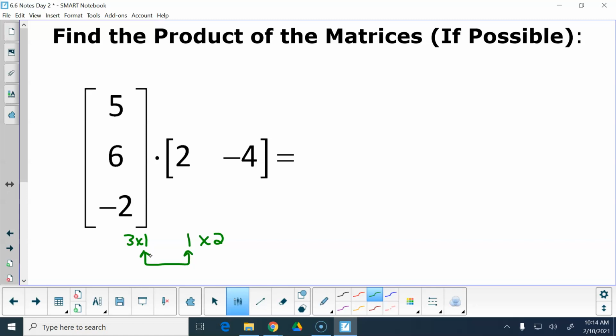Kayana, bonus question for you. What's the resultant dimensions? Be a 3 by 2 matrix. Correct. Good job, kiddo.